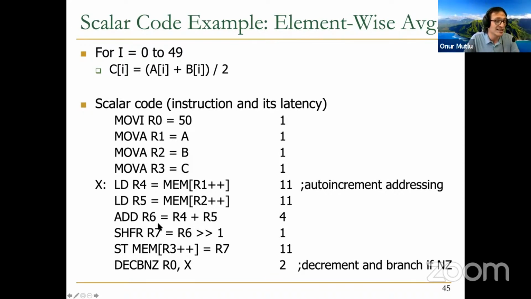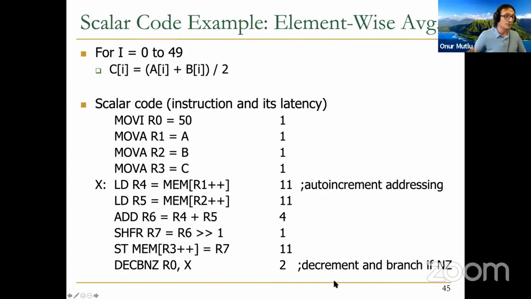And then we store the resulting value, R7, into array C's ith element, and then do auto-increment addressing again so that the next iteration can go to the next address in the array, right? And then we have this fun instruction called decrement and branch if not 0, R0. Basically, what this does is it decrements R0 and branches if R0 is not 0, okay? So it first decrements R0 and then checks if it's 0. If not 0, then it jumps to X. So you can see the latency is 2 over here. Basically, this loop is guaranteed to execute 50 times, assuming you set R0 to 50. And we did that over here.